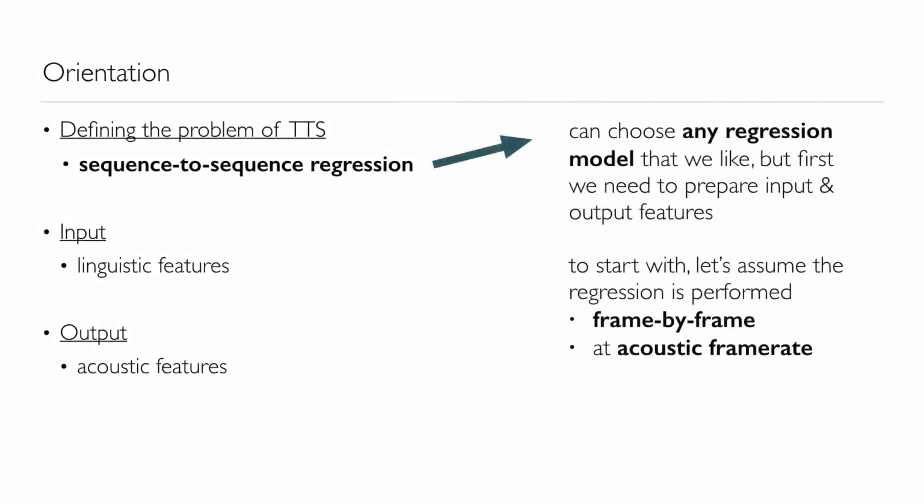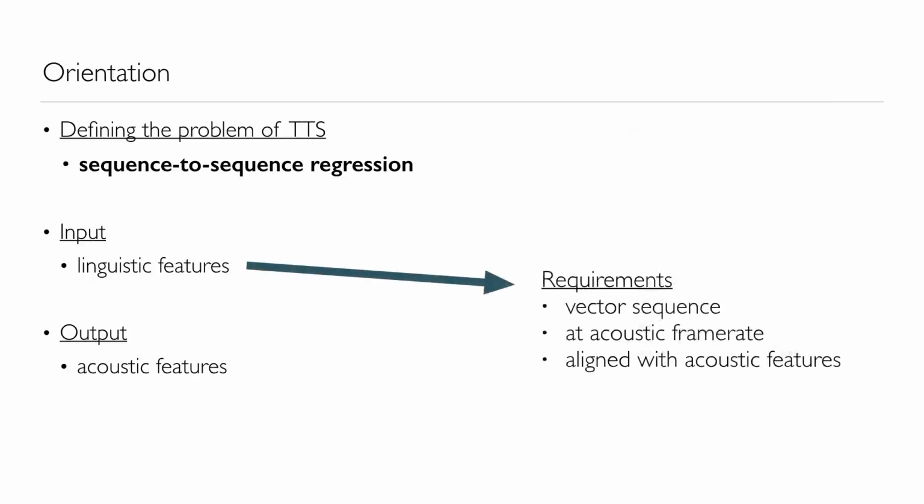So we can choose any regression model, and for now we will be choosing the neural networks as a regression model. So for regression, we will assume a frame by frame mapping between the linguistic features and the acoustic features. So for this, we need to upsample the linguistic features, as said by Simon, at the acoustic frame rate. So those are the requirements. We need a vector sequence of linguistics, which is at the acoustic frame rate and aligned with the acoustic features.